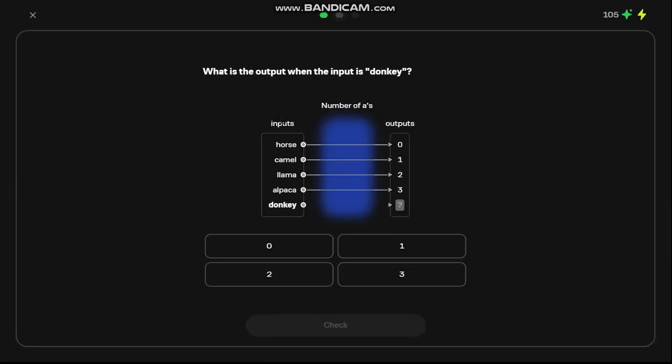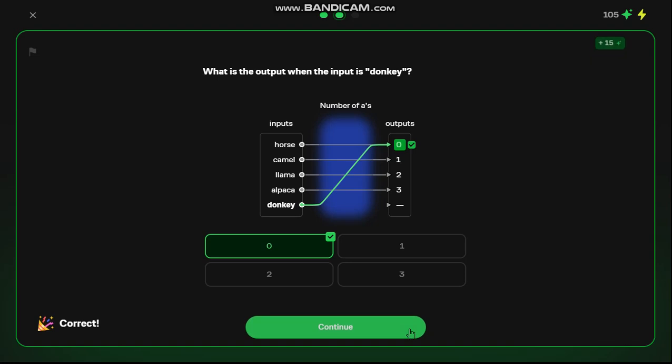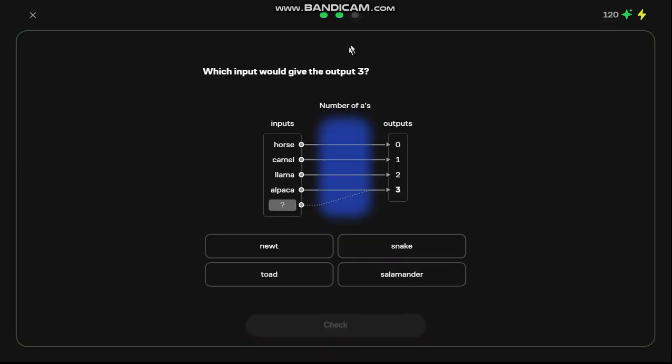So first I have horse, camel, llama, alpaca, and donkey. So what will donkey be if the function is number of A? What is the output when the input is donkey? We need the number of A, so it's going to be 0 because donkey does not have A. Correct. Last one. I have horse, camel, llama, alpaca, and what goes to 3?